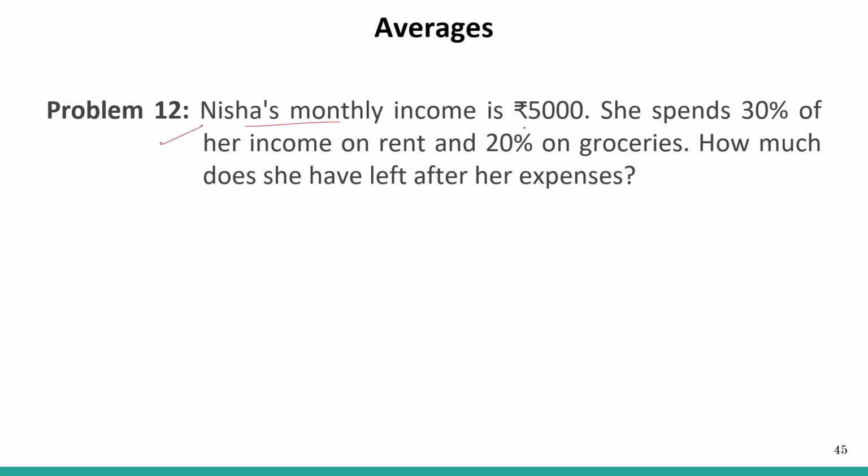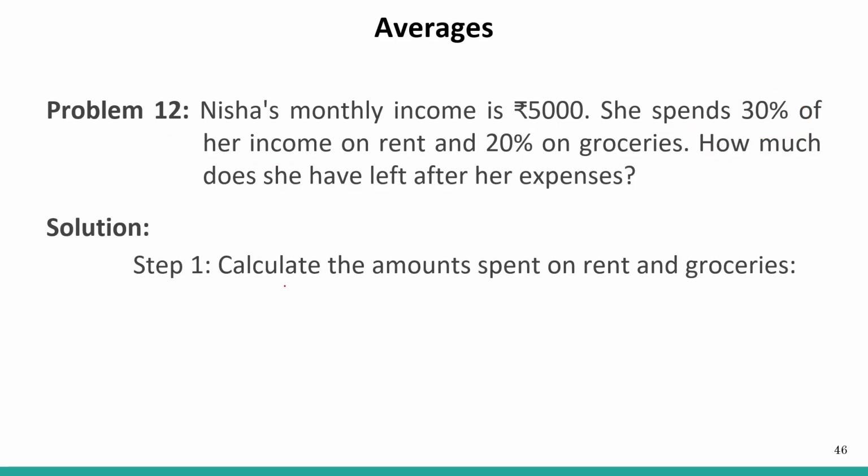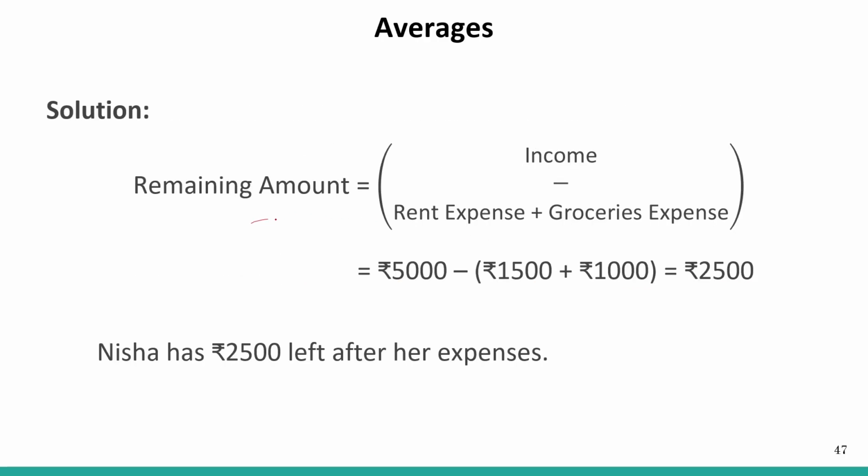If Nisha's monthly income is 5000, she spends 30% of the income on rent and 20% on groceries. How much does she have left after her expenses? So calculate the amount spent on the rent and groceries. So the remaining amount is equal to what? Income minus rent expense plus grocery expense is equal to 5000 minus 2500, which is equal to 500, right? So the remaining amount is 500 only.